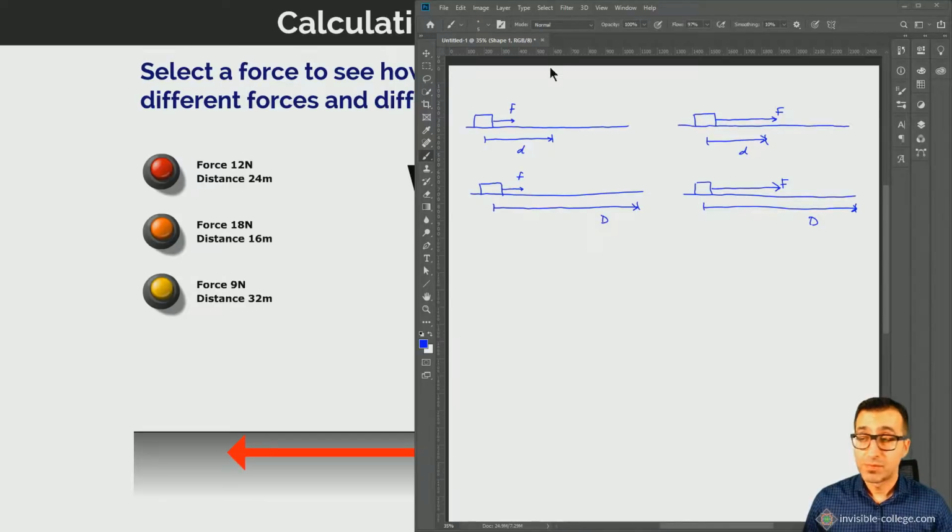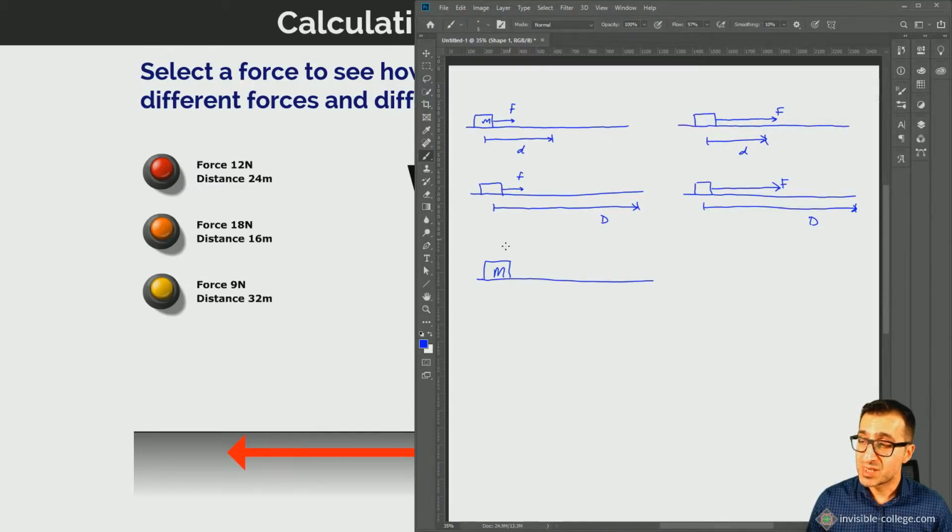So far, so good. Fairly instinctive. However, so far we haven't really changed anything about the block itself. So what happens if instead of pushing the same block, you now push a much larger block? So let's say rather than a block of a small mass, let's call this small mass lowercase m, you're now pushing a block with a much larger mass.